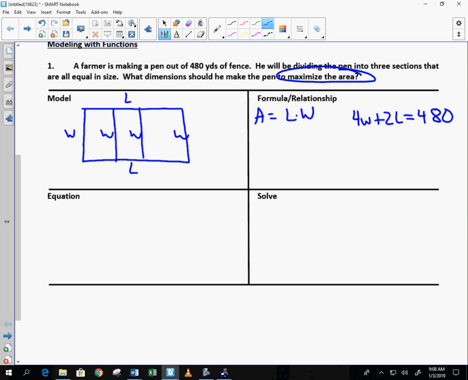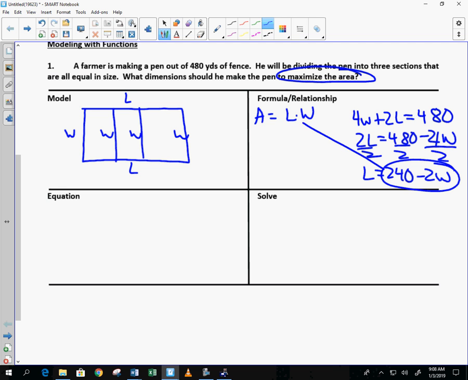Okay, all right, so I'm going to take the 2L here. I'm going to subtract the 4W. I've got 2L is equal to 480 minus 4W. And now I'm going to divide by 2. And you can see that what I get is L is 240 minus 2W. What the heck should I do with that? And the whole idea is I plug it in so I could get rid of 1 variable, so now I'm left with just 1.